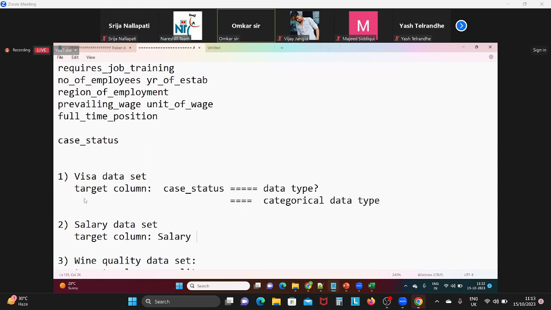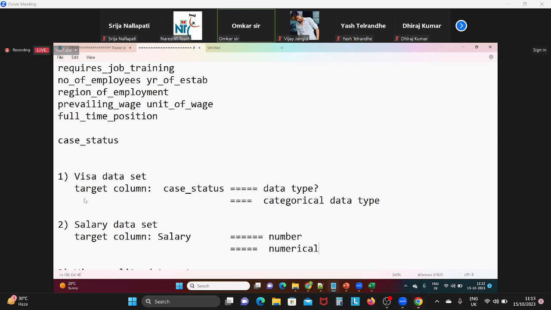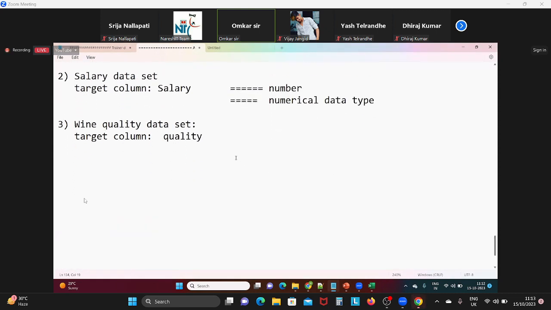And salary is a number, right? That means what data type is it called? Numerical data type. Very good. Case status is a categorical data type, salary is a numerical data type. And quality is also a number, so it is also a numerical data type.